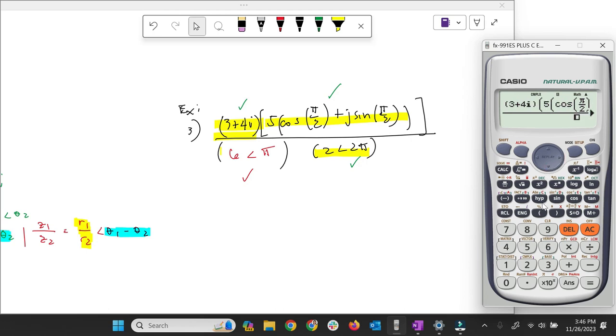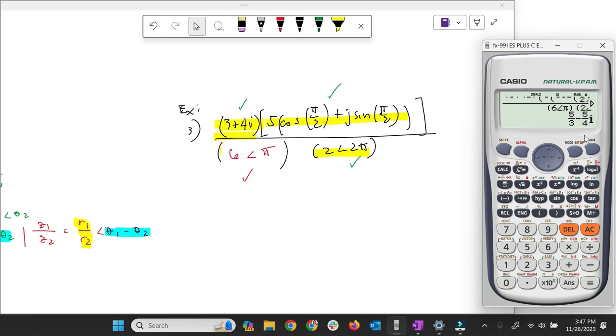Okay, let's proceed dito sa denominator. Lagay na agad ako ng dalawang parenthesis dito. So, this will be 6 angle, shift angle, pi. And then, 2 angle, 2 pi. So, okay na ba? Let's check lang po. 3 plus 4i, 5 cosine, j sine, okay. And then, press equal.